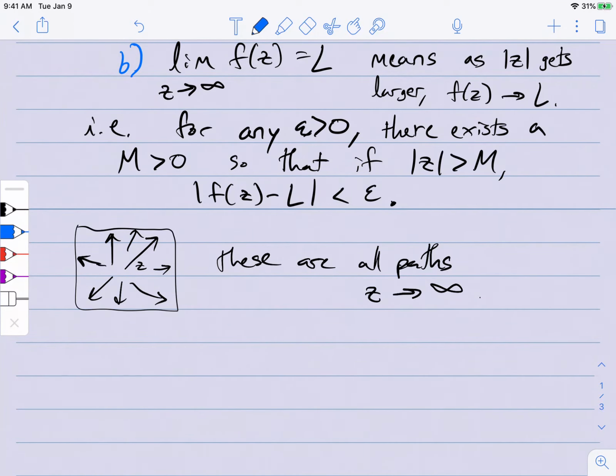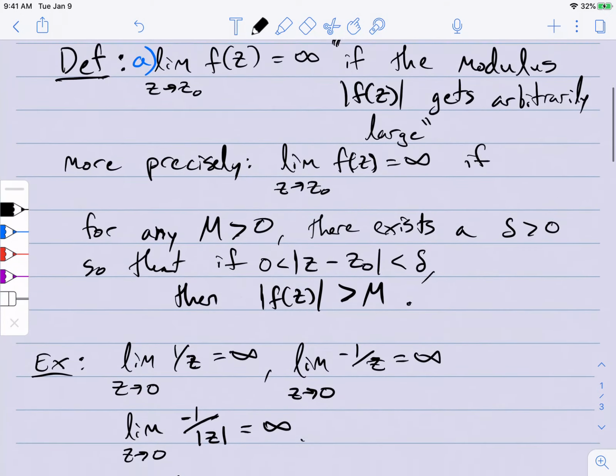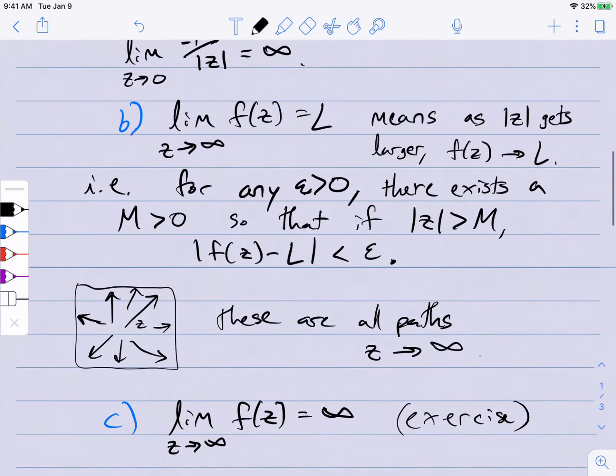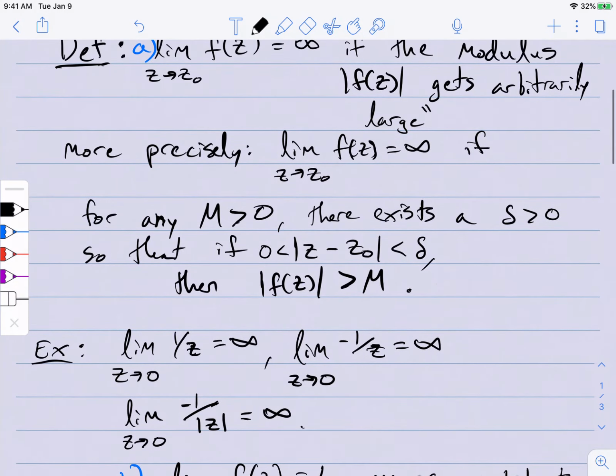Okay, and then there's a third definition. We can talk about the limit of a function as z goes to infinity. We can talk about when this limit is equal to infinity, and I'll leave this definition as an exercise. See if you can guess what it should be based on definitions A and B, and then go read the textbook and check.